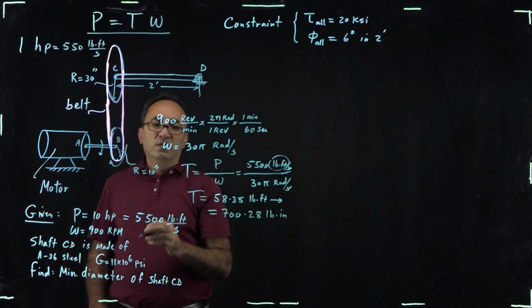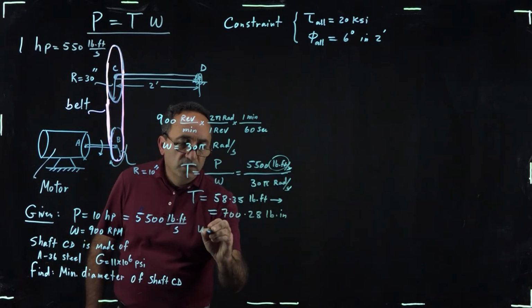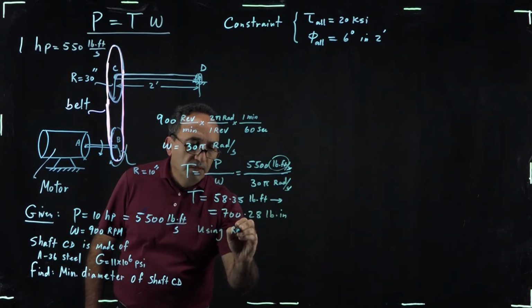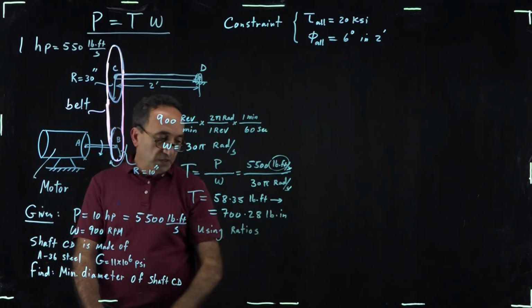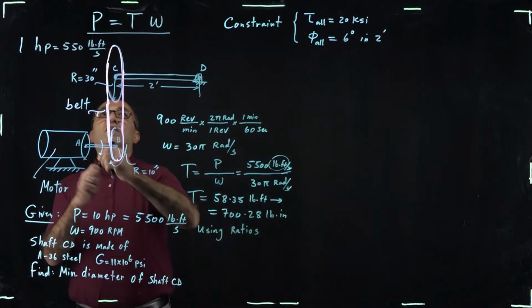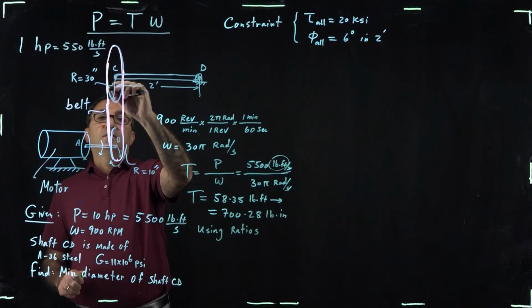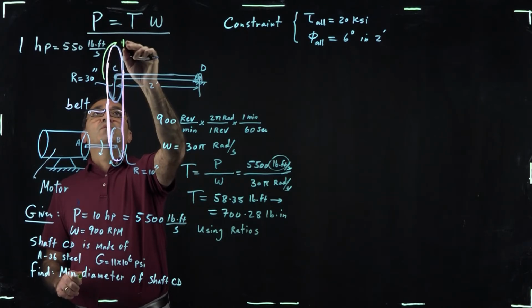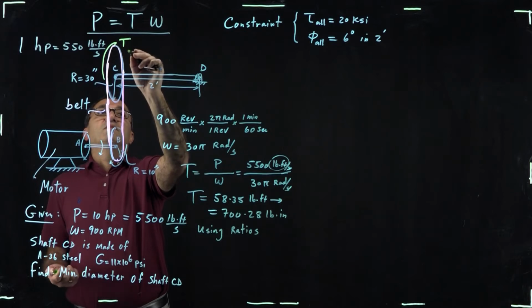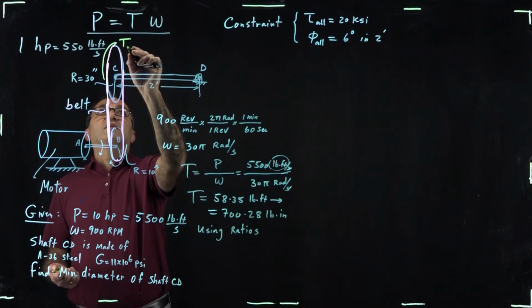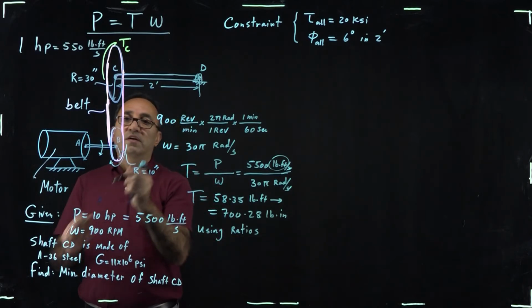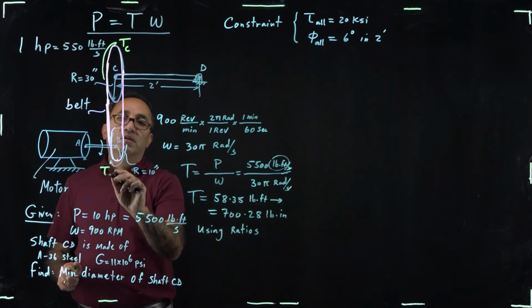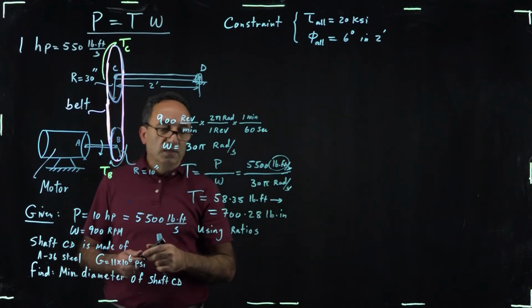So now using ratios, remember, the idea is to figure out what is the torque now on this pulley, right? So torque on pulley C, which would be the same torque acting on shaft CD. We call it TC. So the ratio says, okay, this torque, this is, let's say, the torque acting on shaft or pulley B, right, or shaft AB.